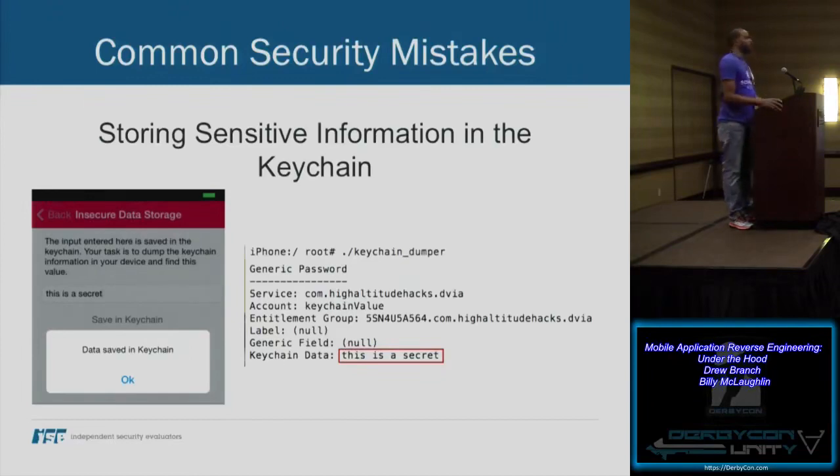And Keychain Dumper dumps all the data that is stored within the keychain, such as any information that app developers want to store in the keychain, and also any other information such as Wi-Fi passwords, stuff like that. So as you can see here, to your right, we see the Damn Vulnerable iOS Application entry in the keychain, and you can see this is a secret is clearly displayed in plain text.